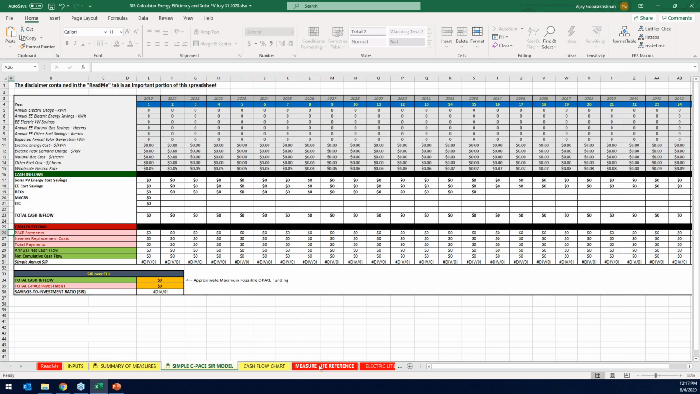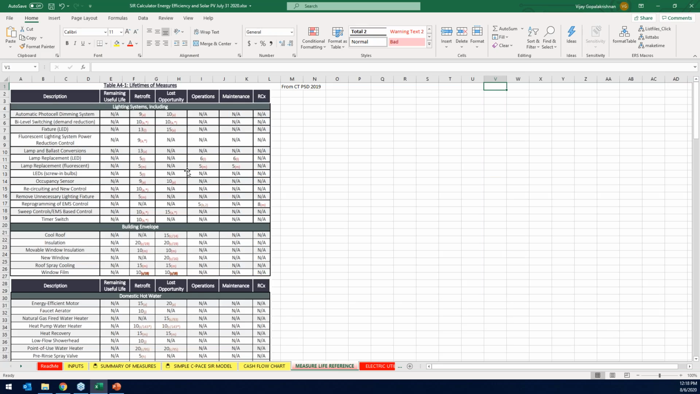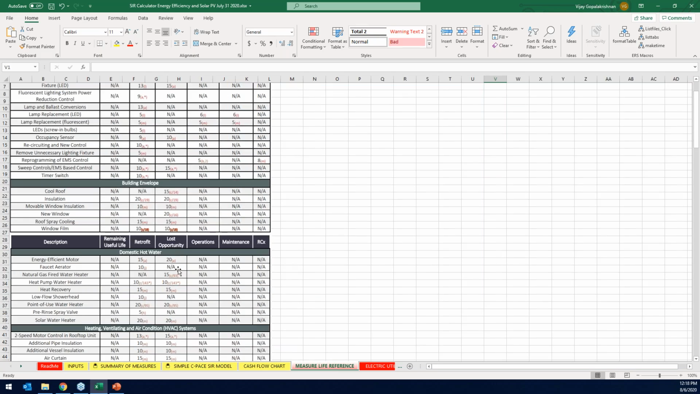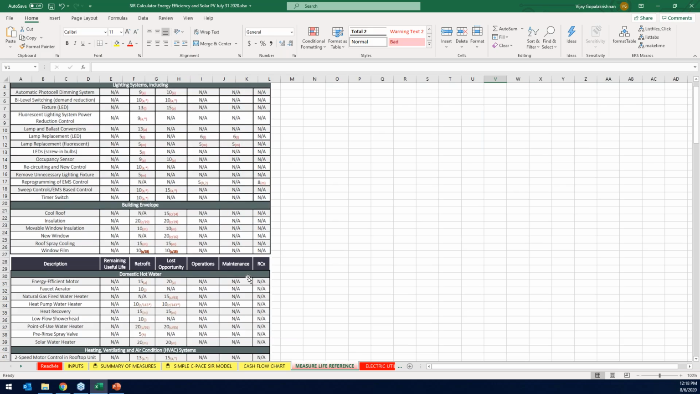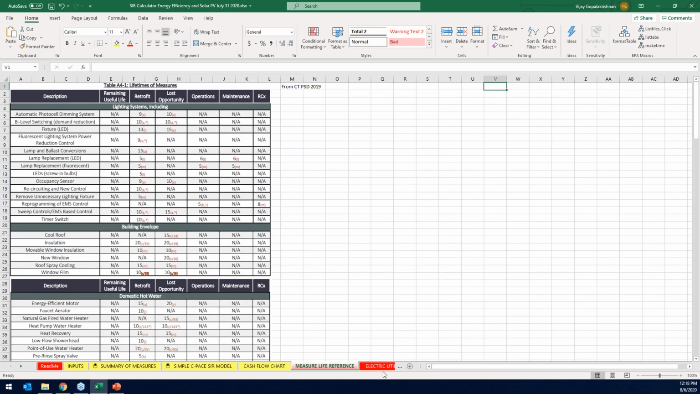All the cells that are in red are cells that we use as references or as samples, but not necessarily where you or contractors need to populate any information. In red, we have the measure life reference, which we can go through, and for each measure there are measure lives listed. This comes from the Connecticut Program Savings document. If the product warranty information isn't quite clear or has a measure life that's not reflective of the true measure life of the measure, you can look here at the Connecticut Program Savings document, or at the ASHRAE measure life document, or any other good reference to figure out what the measure life is for any given measure.